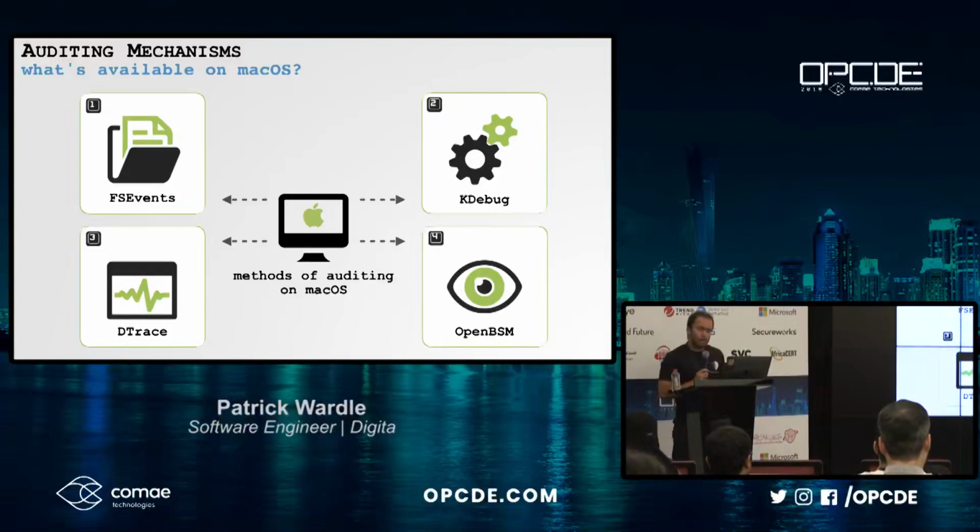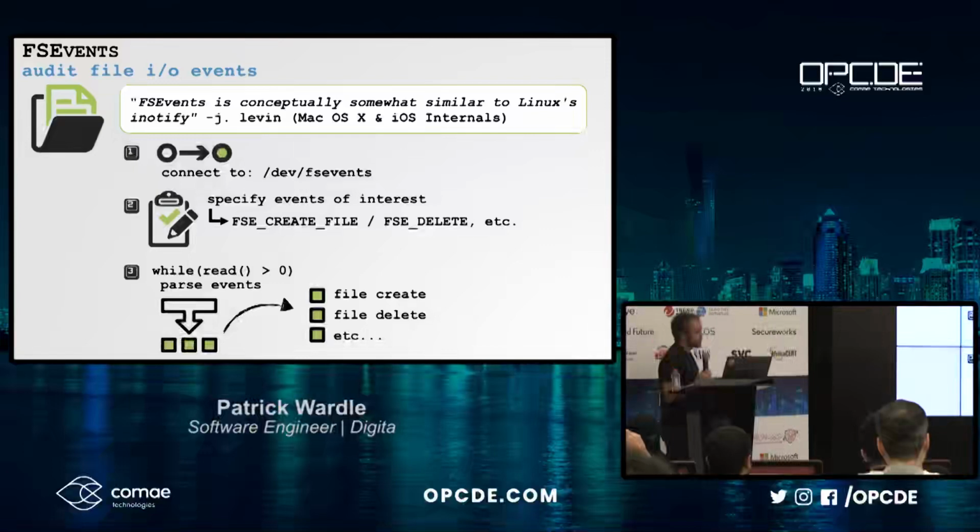Turns out there's quite a few, and we'll talk through all of these, looking at the pros and cons of each, and also identifying any limitations of each of these auditing mechanisms. So we'll talk about FS events, Kdebug events, dtrace, and finally OpenBSM. So first up, we have FS events.